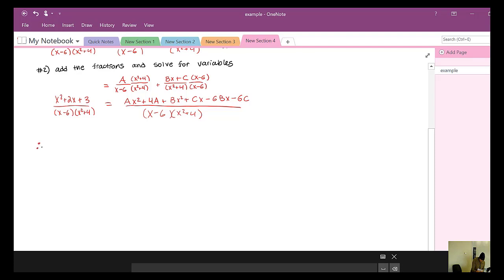So one thing we can do to make this a bit easier to solve is that when I have two fractions that are equal to each other with the same denominator, what can I say about their numerators? They also have to be equal, right? So you can also think about it as multiplying both sides by the denominator, but either way, I can set these two tops equal to each other.